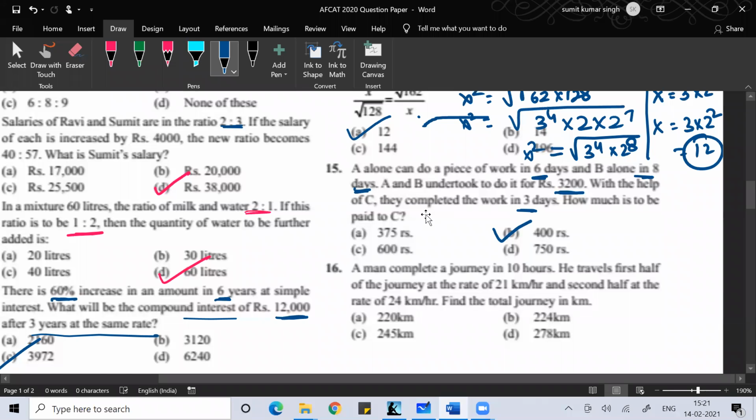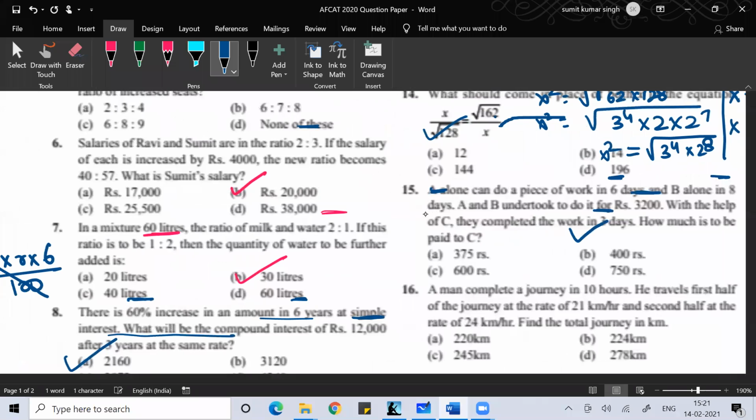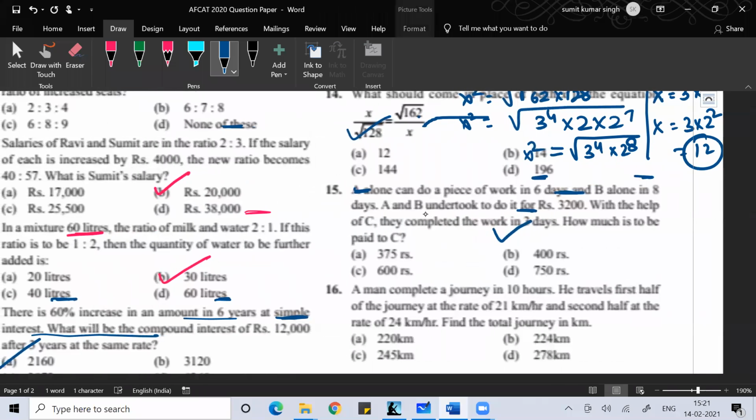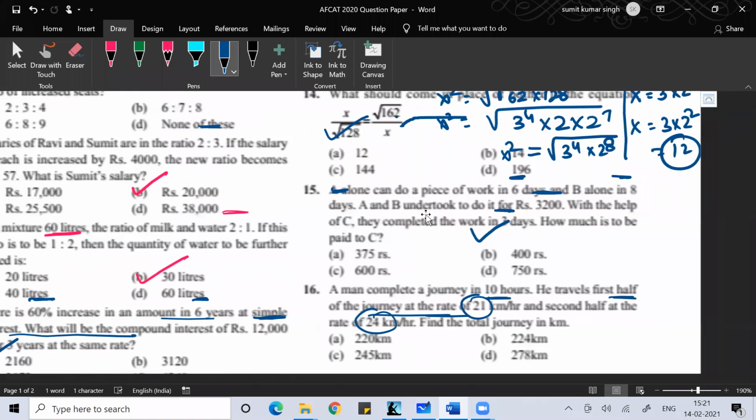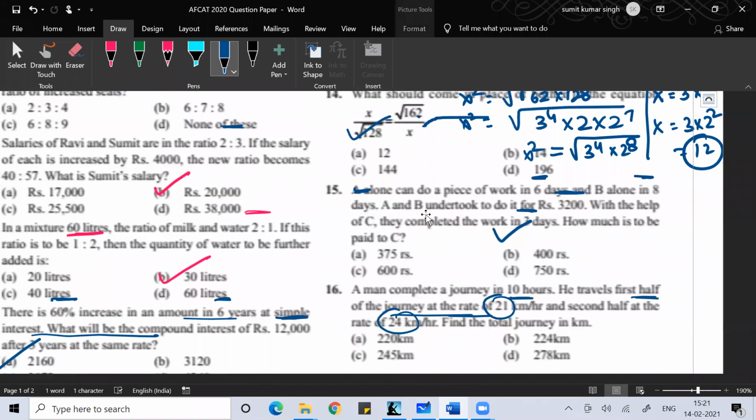Now this is question number 16, a time, speed and distance question. A man completed a journey in 10 hours. He traveled the first half of the journey at 21 kilometers per hour and the second half at 24 kilometers per hour. So you can find his average speed, the average speed of 21 and 24. Then you can find his total journey. The average speed formula is 2ab by a plus b.